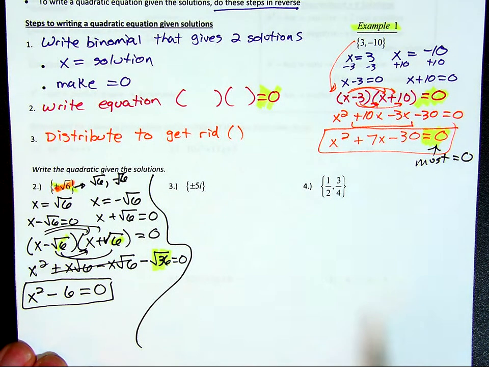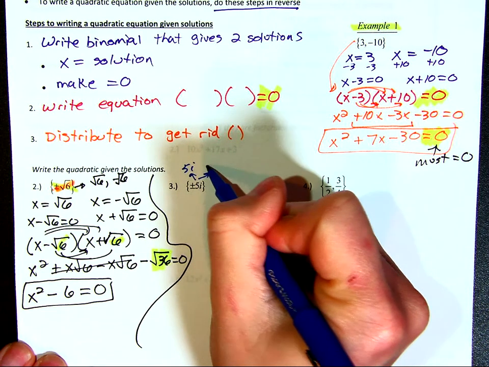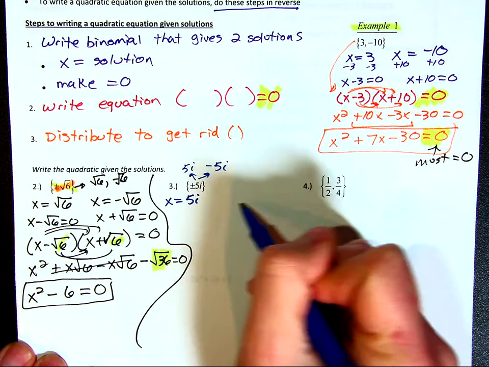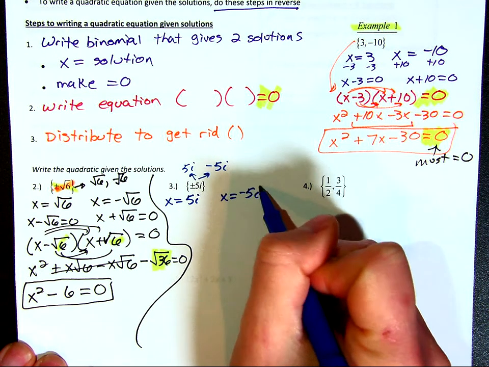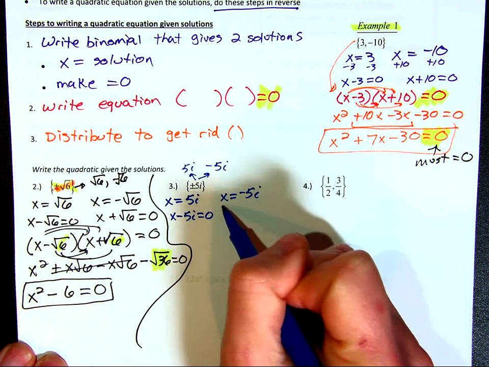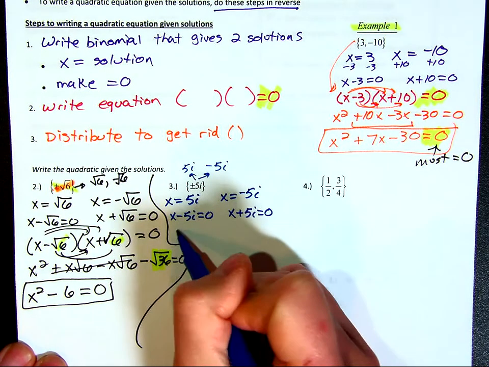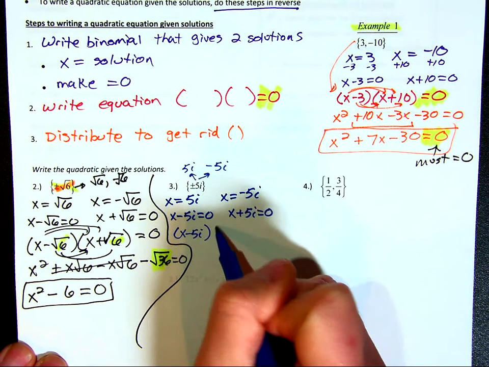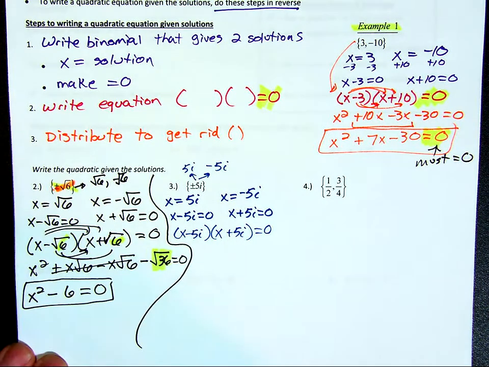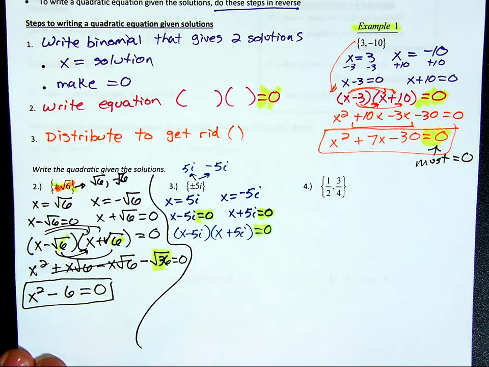Okay, number 3, same basic idea. This is really saying that my two solutions are positive 5i and negative 5i. So that means x equals 5i or x equals negative 5i. To move that over, we'd subtract, so we'd have x minus 5i equals 0. To move this over, we'd add, so we'd have x plus 5i equals 0. So our formula is x minus 5i and x plus 5i equals 0. Again, notice I keep saying equals 0, right? So now we can distribute out.